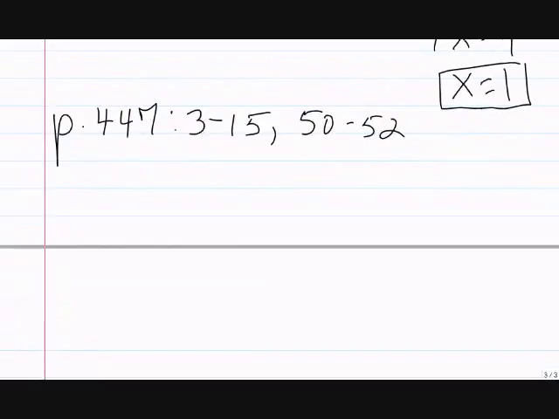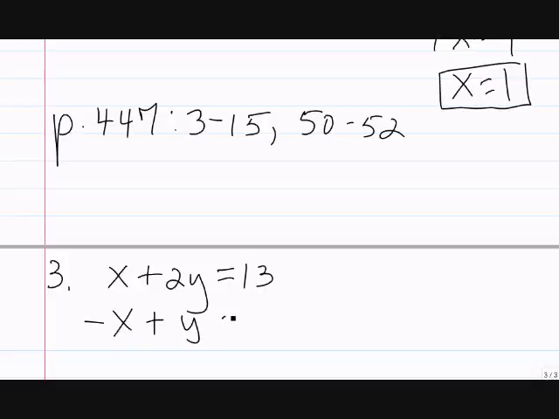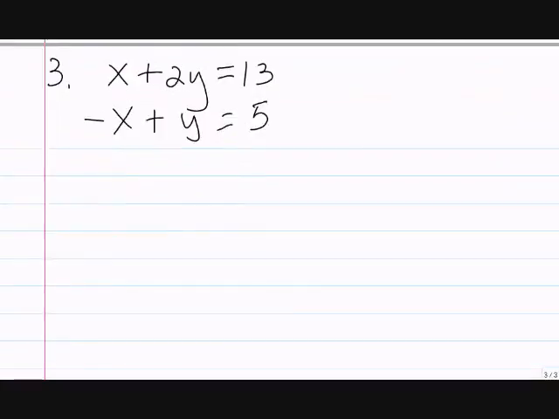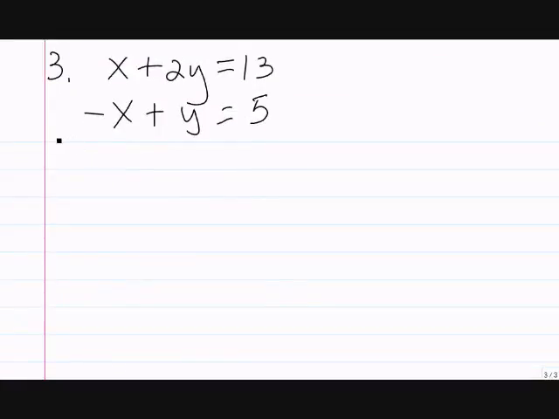Okay. So on the first set of problems for your homework, they'll tell you whether to add or subtract. So that'll make it a little easier, and then you'll have to figure out for yourself whether to add or subtract. So problem number 3 says x plus 2y equals 13, and negative x plus y equals 5. Okay, it says to add, so we will add these two equations together.